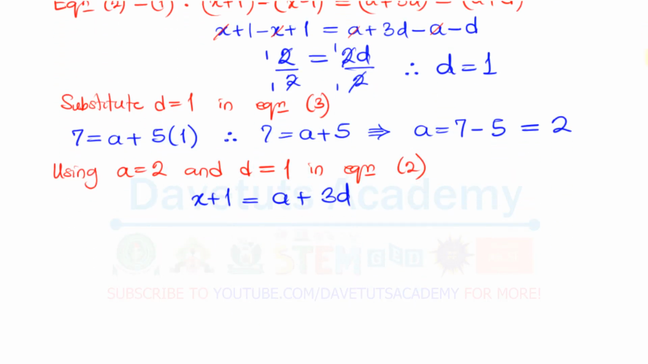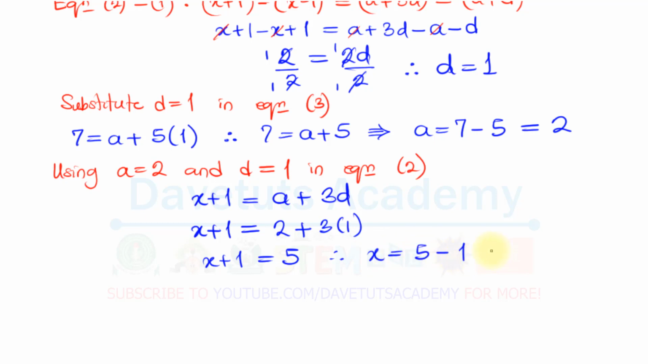So from here, I have x plus 1 is equal to, what's the value of a? That is 2. What's the value of d? That is 1. So I have 3 times 1, meaning that x plus 1 is equal to 3 plus 2, that is 5, and therefore x will be 5 minus 1, and 5 minus 1 is 4. All right, so if you look critically, we've been able to answer the question that was asked: the common difference, the first term, and the value of x.